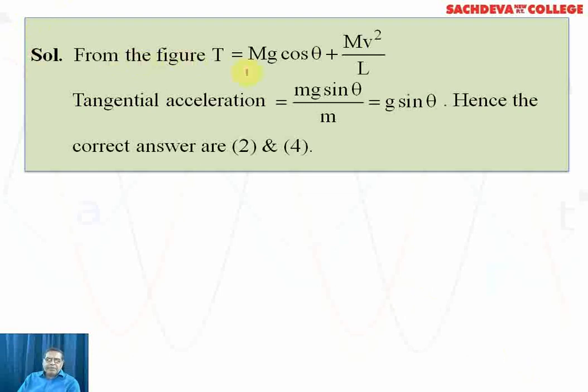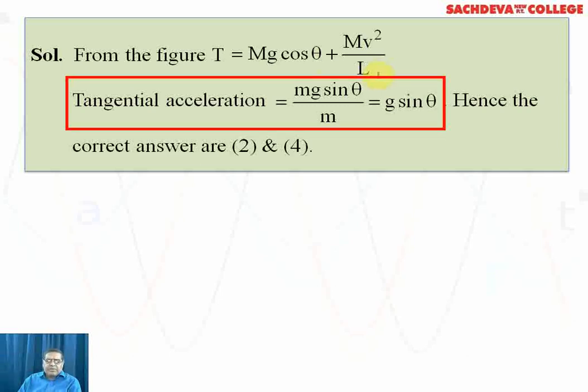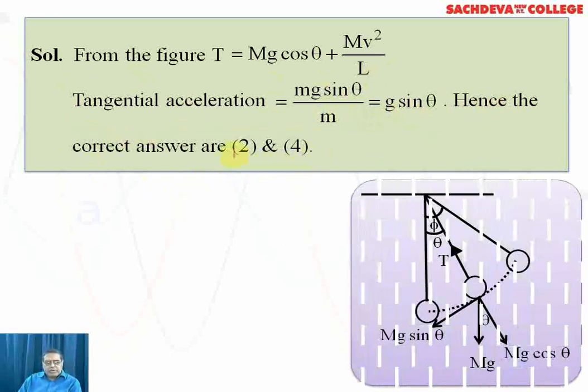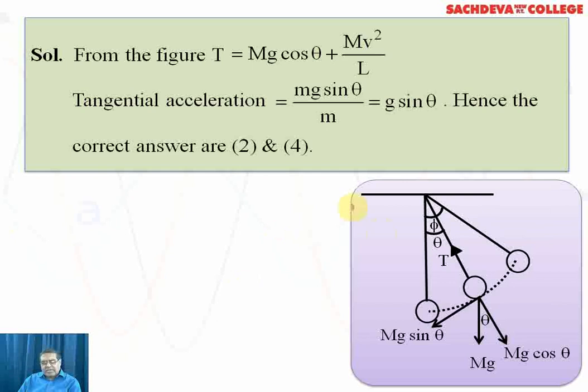From the figure, we find that T will be mg cos theta plus mv square over L. We are using mv square over L instead of mv square over R, because R and L are the same here. So mv square over R is the centripetal force. Normally we take mv square by R, but now because R is L, we take mv square by L. Tangential acceleration is mg sin theta by m, so m will cancel off and it will become g sin theta. Hence, the correct answers will be 2 and 4. Again, the same figure is given, and this figure is responsible for the calculation.